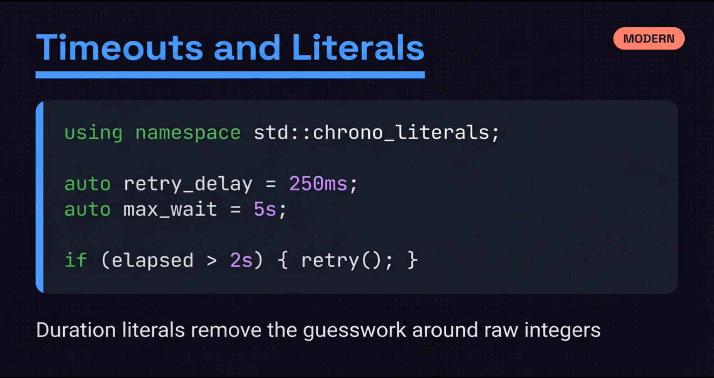Then you can compare durations directly. If elapsed is greater than 2 seconds, retry. The compiler enforces type safety. You can't accidentally compare milliseconds to an integer without a conversion. Literals remove the guesswork that comes with raw integers. When you see 250ms in code, there's no question about the unit.